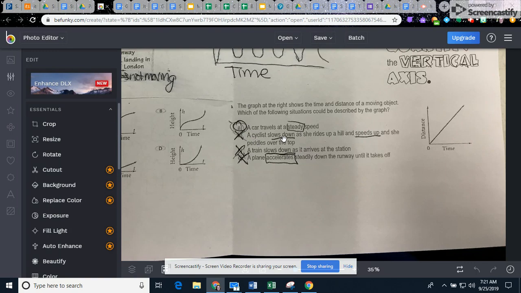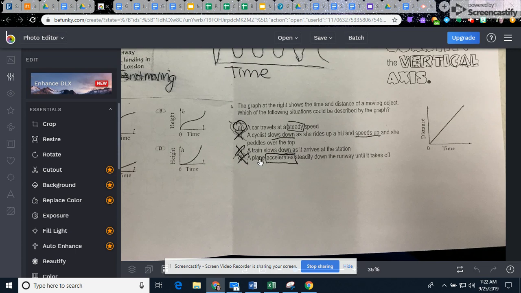So on B, a cyclist slows down as she rides up a hill, speeds up as she pedals over the top. Well, this one's going to have to say that she's slowing down and speeding up. Well, if she's slowing down, her distance would still be increasing, but not as quickly. And then speeding up means that it would be increasing even quicker. C says a train slows down as it arrives at the station. Well, the distance as it's arriving to the station, it would not be a consistent graph.